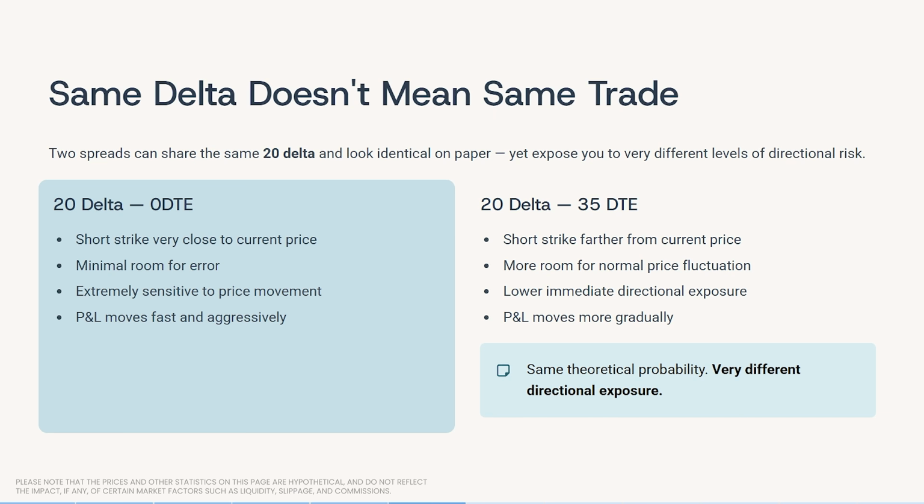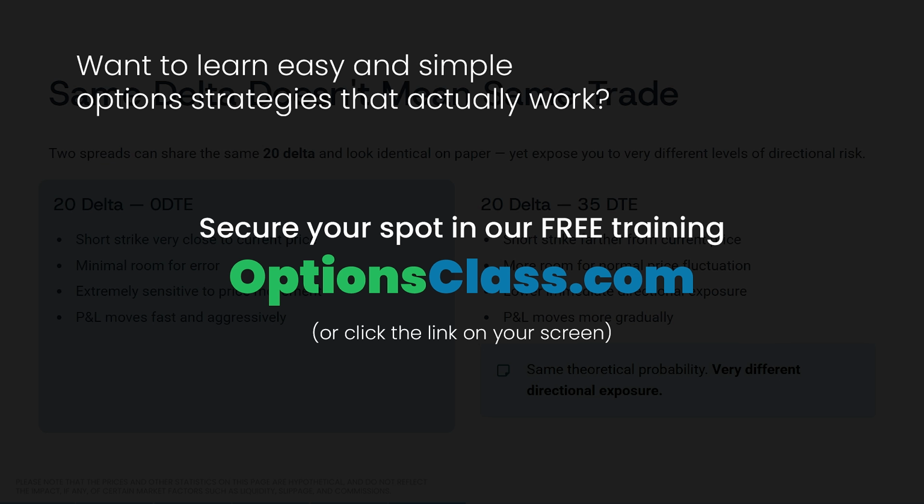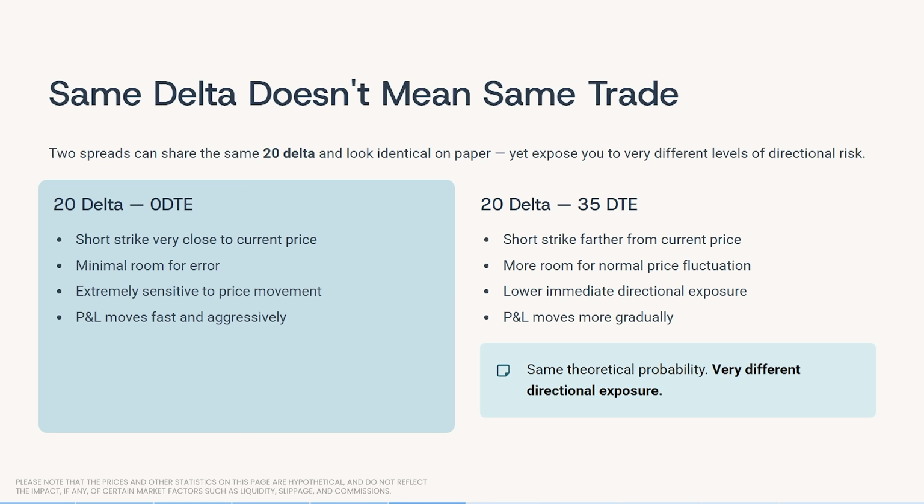The same delta doesn't mean the same trade. Two spreads can share the same 20 delta and look identical on paper, yet expose you to very different levels of directional risk. And in the world where 0 DTE is very, very popular, I want to show you how your risk changes from going from a longer term, say 30 to 45 DTE, to a very short term, 0 DTE trade. A lot of that is due to the extrinsic value you're selling and how the market makers are going to be pricing in the market. So let's take a second and go into OptionNet Explorer, and I'll show you exactly what I mean.